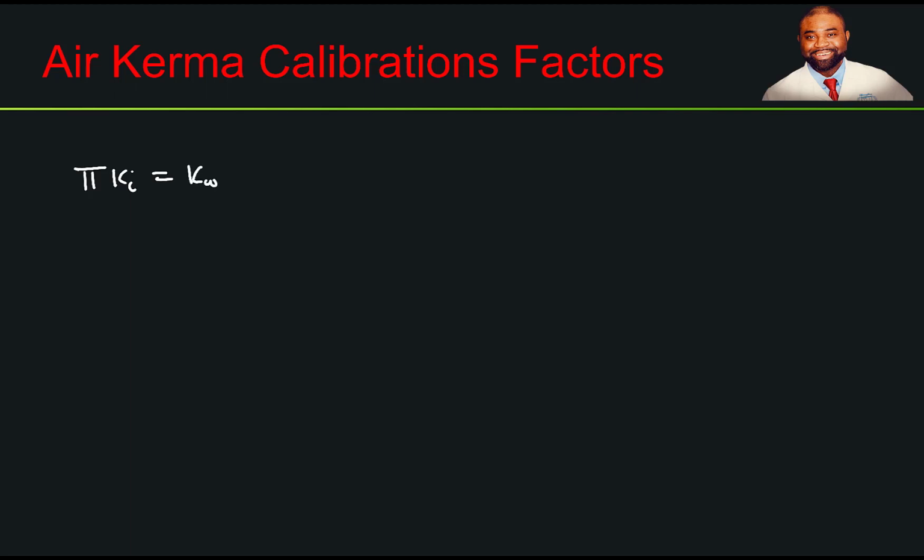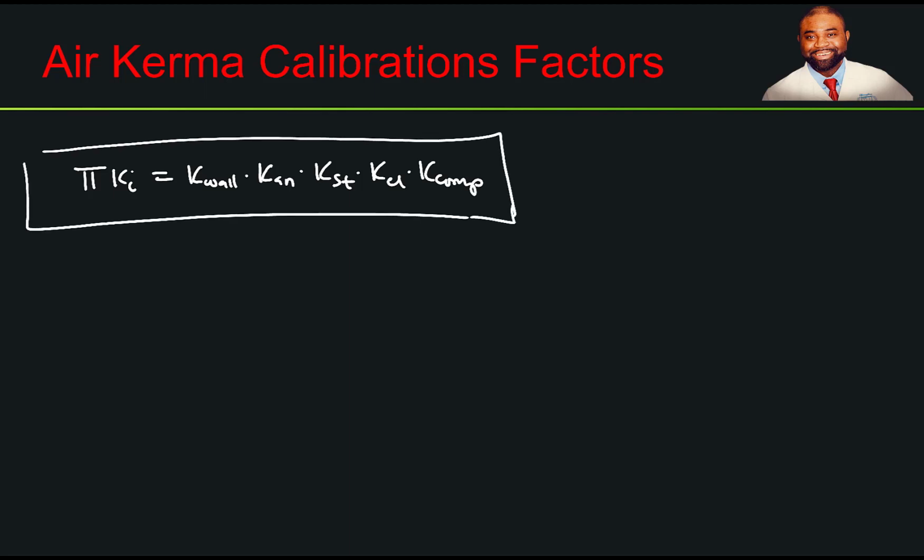Now, other correction factors are, you have K-wall, you have K-ant, KST, K-elect, and K-com. So we have to, in general, take into consideration all of these correction factors. K-wall takes into account the lack of charged particle equilibrium in the chamber walls near the cavity. Now, the most important aspect of which is photon attenuation and scatter in the walls of the chamber.